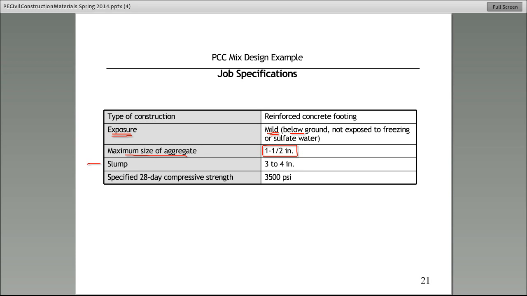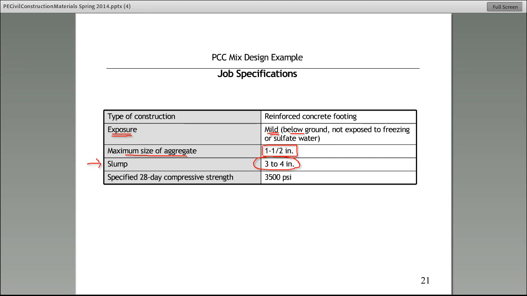Next, you need to know the slump. And in this case, the slump is 3 to 4 inches. I will explain to you in just a second what slump means and how we measure it. But please remember, it is a measure of how fluid the concrete is, and it's also an indication of the workability of concrete.